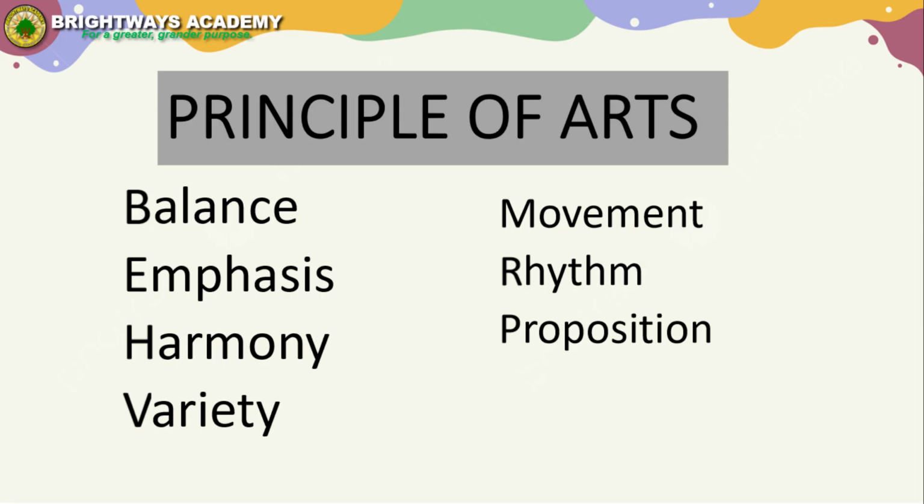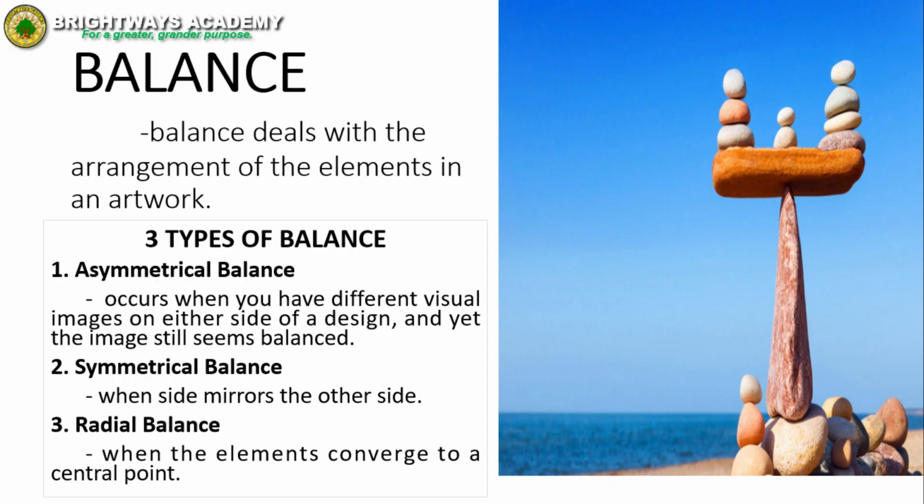Let's discuss each. The first principle is balance. Balance deals with the arrangement of the elements in an artwork. If you don't have a sense of balance in your design, then the viewer's eye won't know where to look, and what you're trying to communicate may not get across, because areas of less interest can easily go unnoticed.